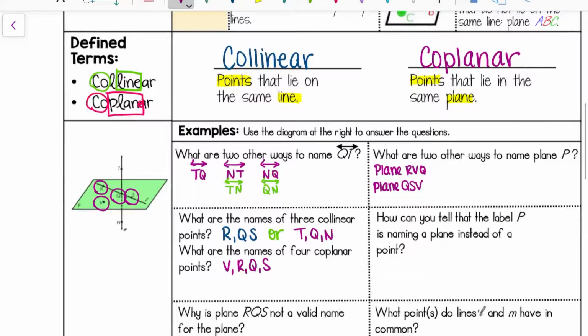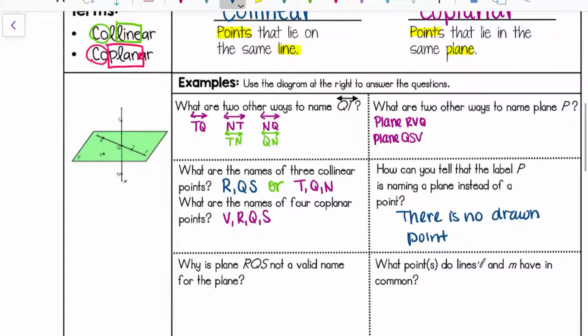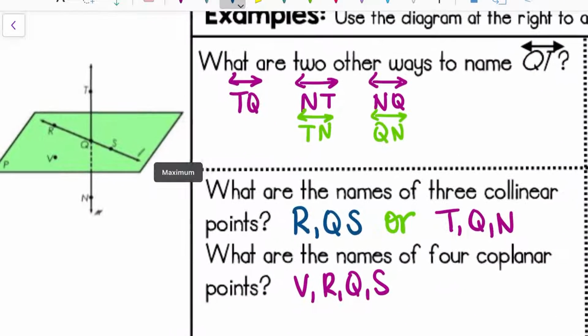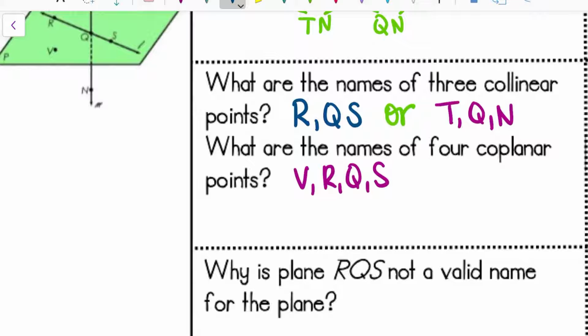How can you tell that the label P is naming a plane instead of a point? Because there is no drawn point for P. Okay, so why is plane RQS not a valid name for the plane? If you look closely, R, Q, S are collinear points. They lie on the same line, and you have to name a plane with 3 non-collinear points. So this would be because they are collinear.